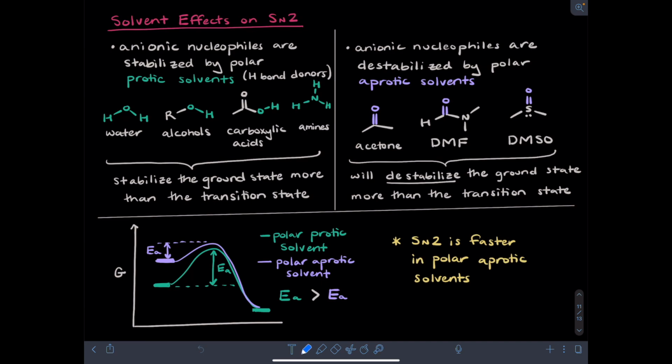In summary, today's video introduced the ideas of substitution and elimination reactions, and I've talked in depth about the SN2 reaction. This is a particular mechanism of substitution reactions. I discussed the rate law, I discussed the transition state and stereochemistry, and I discussed some factors that can affect the rate of SN2 reactions.